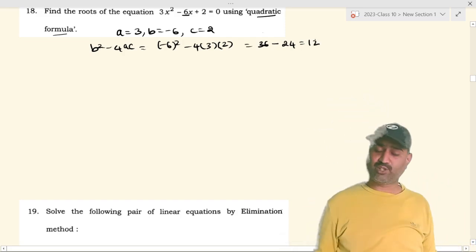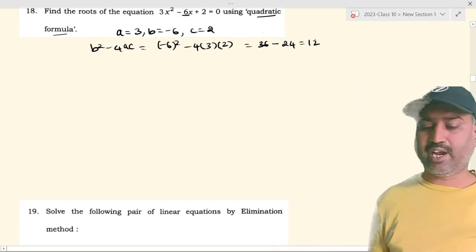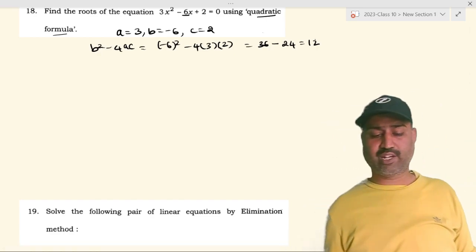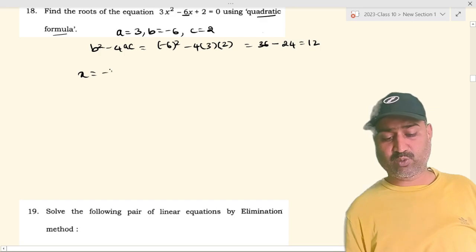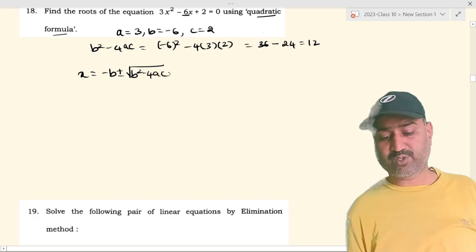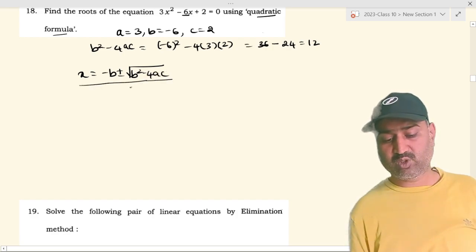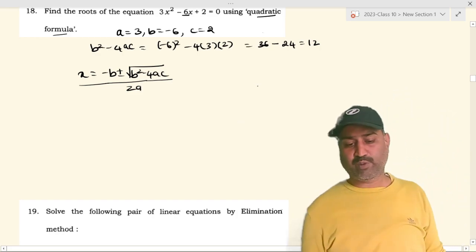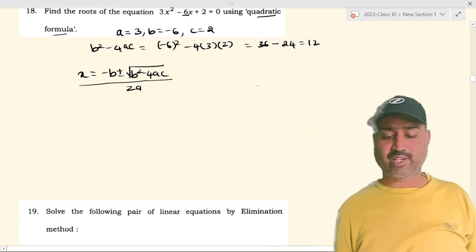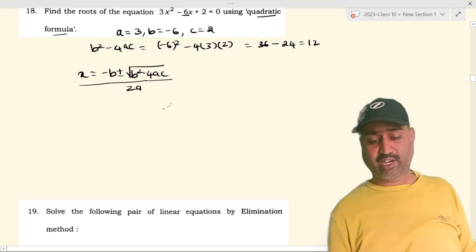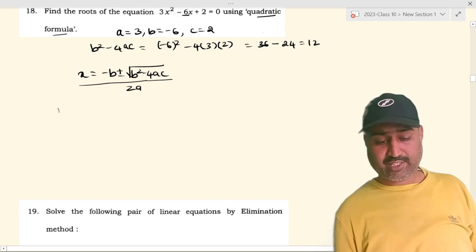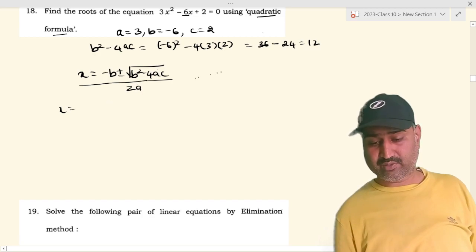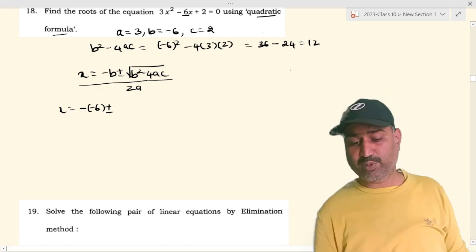Since it is greater than 0, therefore we have two solutions for this and they are distinct also. Let us find the two roots here using the quadratic formula. X is equal to minus b plus or minus root of b square minus 4ac divided by 2a, right? This is the quadratic formula. Let us substitute all the values here. Now x is equal to minus of minus 6. Minus of minus 6 is plus 6, plus or minus root of b square minus 4ac.